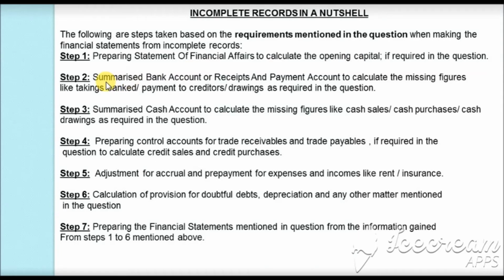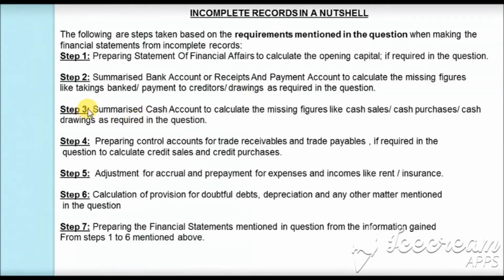Then the second step is to make the summarized bank account or the receipts and payment account, and this is to find the missing figures like takings banked. These are your sales takings which have been banked, or the payments to the creditors, or the drawings. If it is missing in the question and we are asked to calculate, then we do this. However, in this question they have already made the receipts and payment account, so we have not taken this step as well.